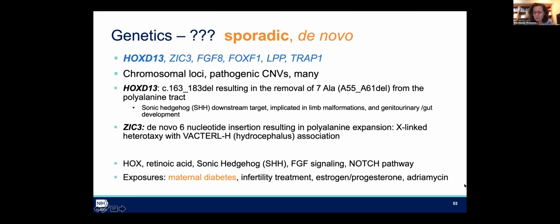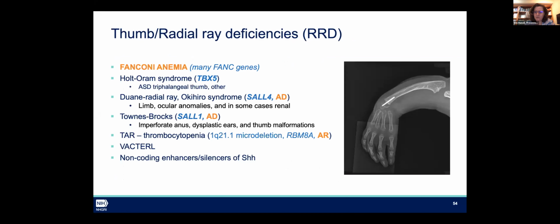And similar to Moebius, several exposures like maternal diabetes, infertility treatment, estrogen, and erythromycin have been reported to have caused VACTERL association. I have here the thumb and radial array deficiencies because you will need to know this differential really well when the radial array, like the radius or the thumb, is missing.